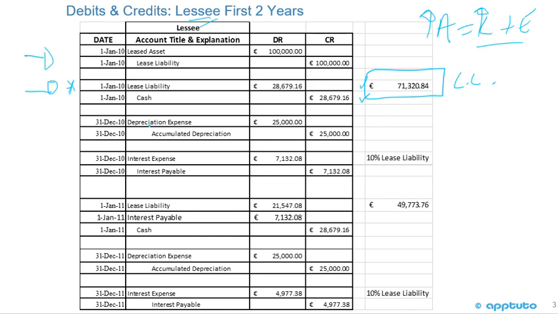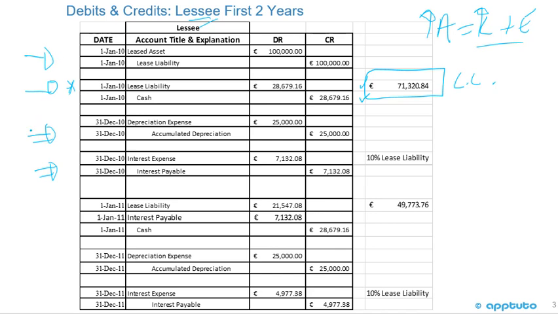28,679.16. So then we get to the end of the year, the 31st December, we're going to have our depreciation expense. The asset was 100,000, no salvage. And so the depreciation expense was easy, recall. Debit depreciation expense, 25,000, credit accumulated depreciation. But at the end of the year here, we also have the interest expense.